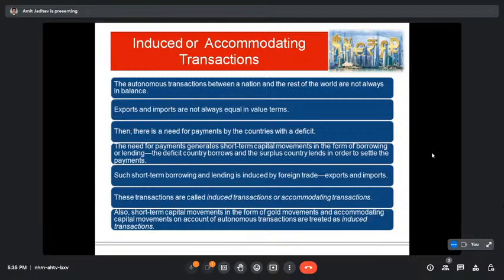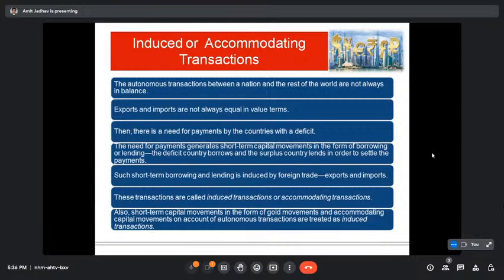So deficit countries borrow and surplus countries lend in order to settle the payment. Basically, those are the deficit countries. They have scarcity. They don't have sufficient foreign reserves in hand, so they have to take foreign currency from outsiders. And similarly, there are some countries that have a surplus. They have quite more foreign currency in hand, so they lend the capital to the deficit country, and that helps fulfill the deficit.